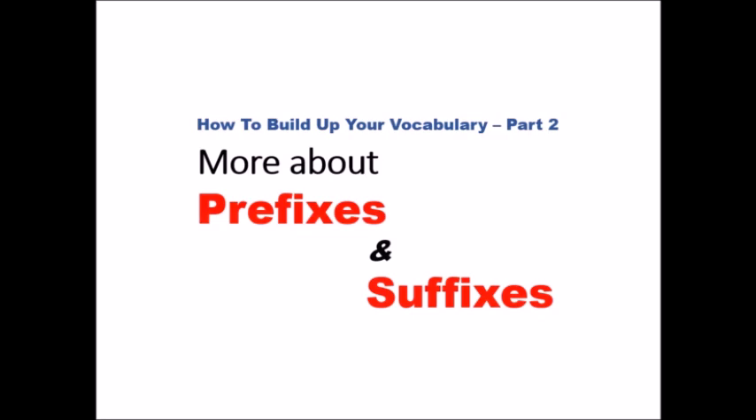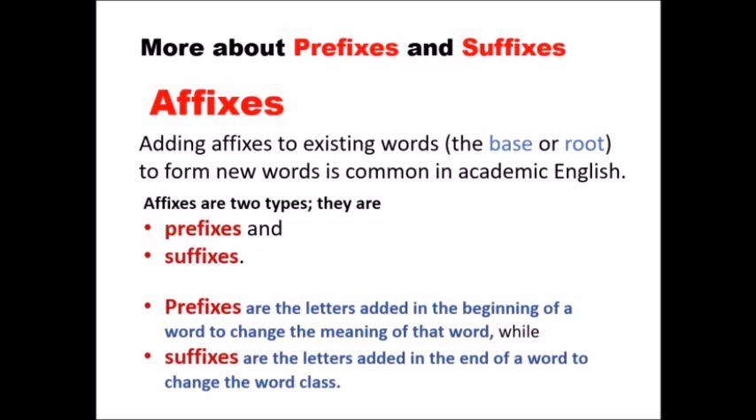Before that, we will see what affixes are. Adding affixes to existing words or the base or root word to form new words is common in academic English. There are two types: prefixes and suffixes. Prefixes are the letters added in the beginning of a word to change the meaning of that word, while suffixes are the letters added in the end of a word to change the word class. We have already discussed how affixes are used to construct words from another word.